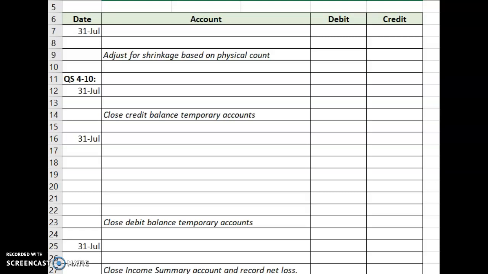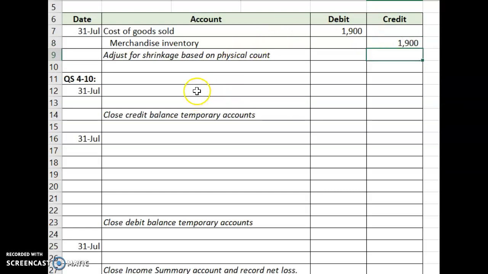Problem number 5 starts with QS 4-9. We're taking a look at the inventory. A physical count of the year-end inventory tells us that we have $35,900 of inventory. Our financial records tell us we should have $37,800. We have had some inventory shrink. We will record that by debiting cost of goods sold for the difference between the two numbers. Our accounting records say it should be $37,800, we actually have $35,900 on hand, so our difference is $1,900.